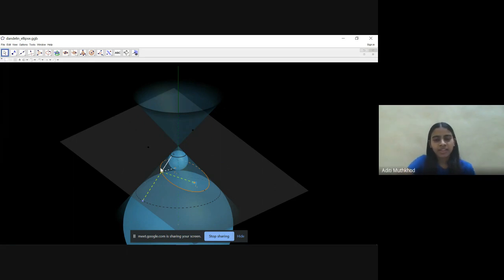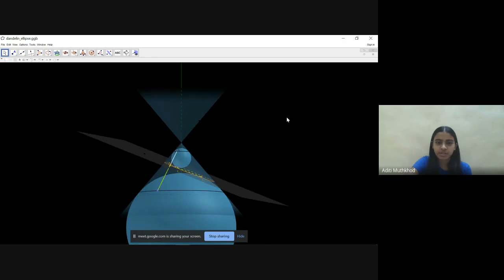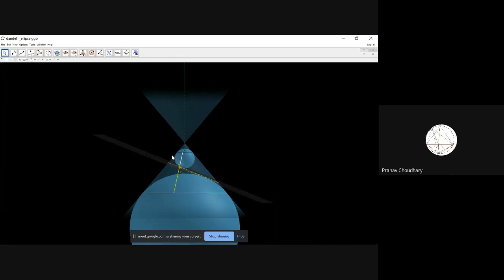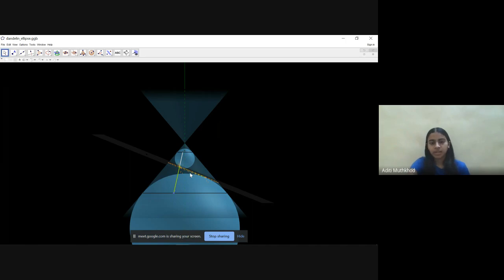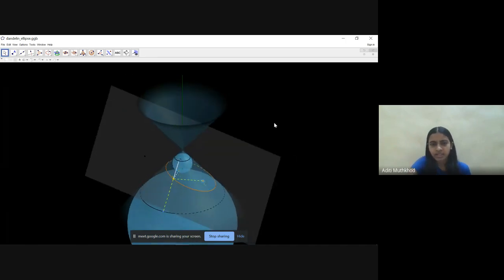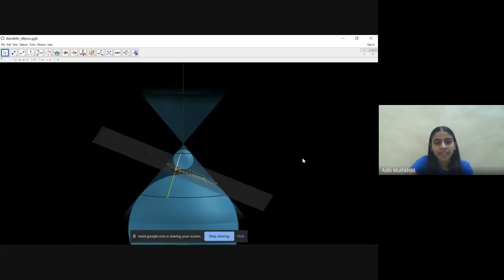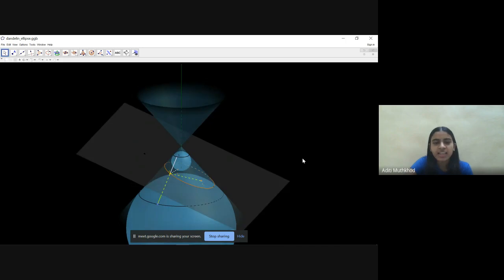So this person called Dandelin, I can't pronounce his first two names, was a magician. He added these two spheres. He said, let me add this sphere which is tangent to the cone and the plane, and these two spheres are tangent to the cone and the plane. We don't know yet, but we guess that the points where they are tangent are nice points.